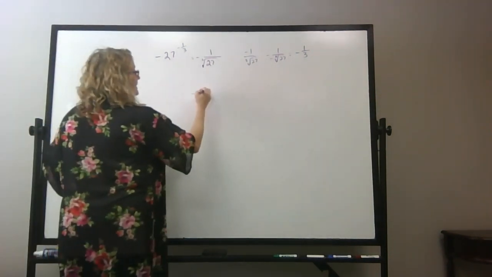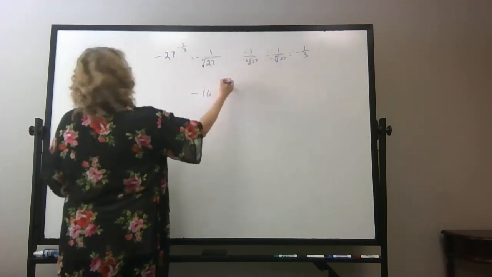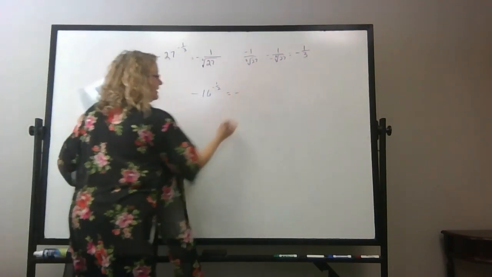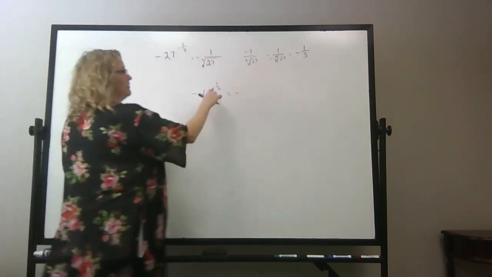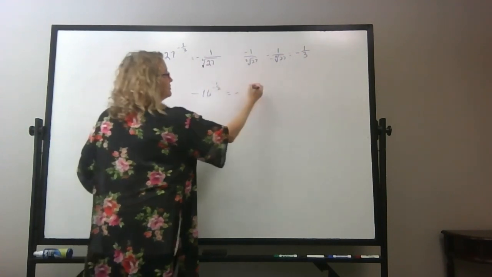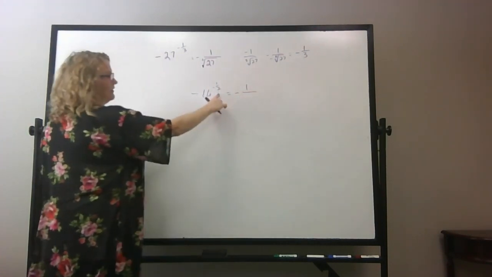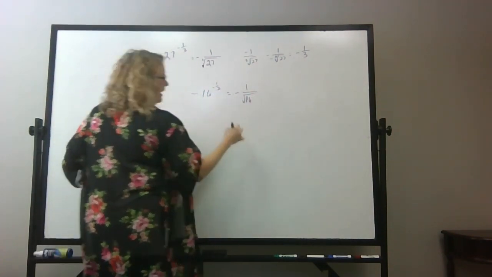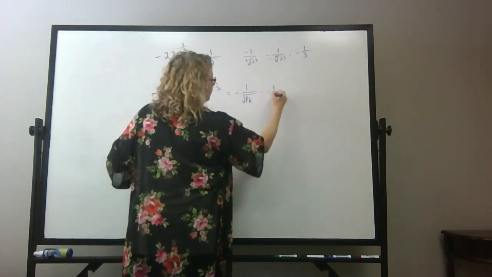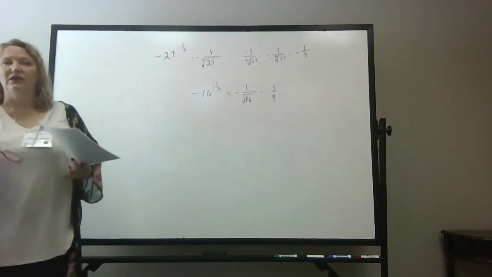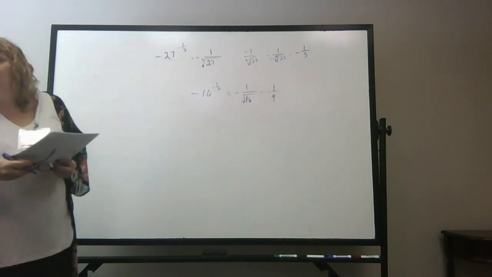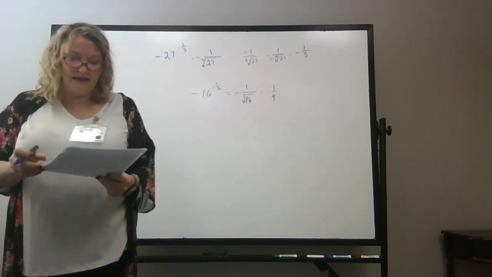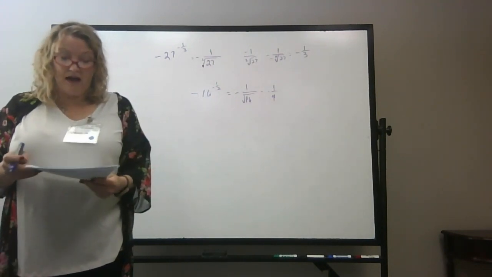So if I have negative 16 to the negative 1/2, I'm just going to put my negative sign out there. Because of this negative exponent, it's the reciprocal. Down in the bottom is the square root of 16, so this is going to be negative 1/4. So don't let that negative sign throw you. Just add the negative sign. Good. That is what's happening in lesson 35.